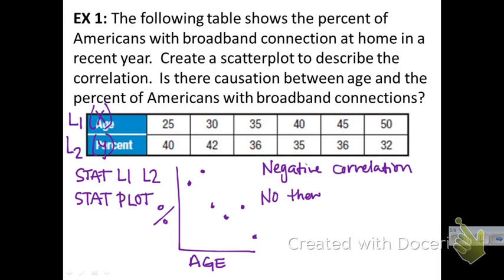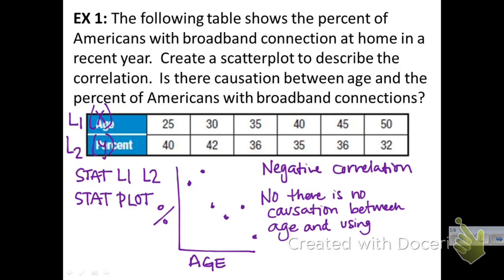There is no causation between age and using broadband connections.